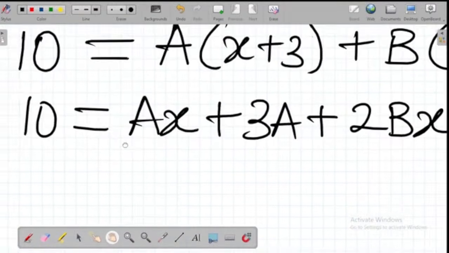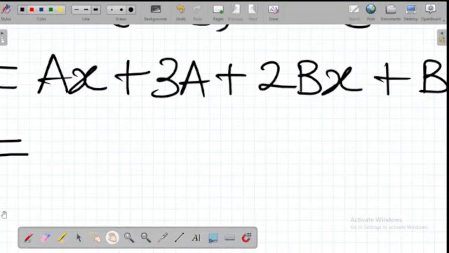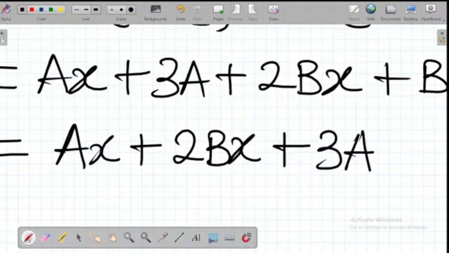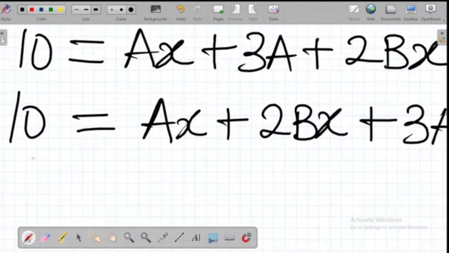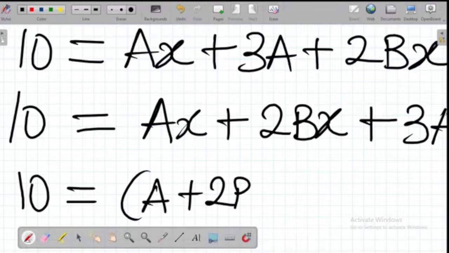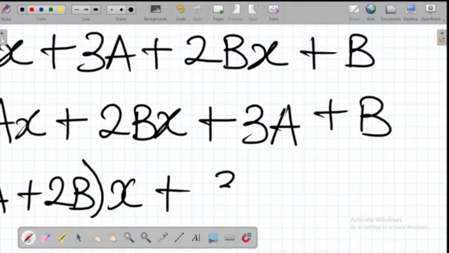Our next task is to collect like terms. So here we have 10 is equal to Ax plus 2Bx, because they have x in common, plus 3A and then plus B. Alright, so our next task is to factorize. So here we have 10 is equal to, you notice that x is common between A and 2B. So we have A plus 2B multiplies x, and then plus 3A plus B.